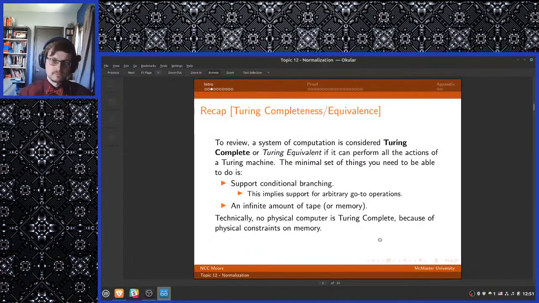So, here is a quick recap of the idea of Turing completeness or equivalence. To review, a system of computation is considered Turing complete or Turing equivalent if it can perform all the actions of a Turing machine. The minimal set of things you need to be able to do is: A. Support conditional branching. This implies support for arbitrary go-to operations. And B. An infinite amount of tape or memory. Technically speaking, no physical computer can be Turing complete because of the physical constraints on memory.